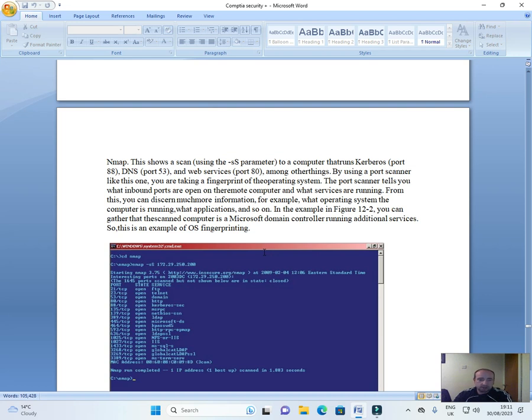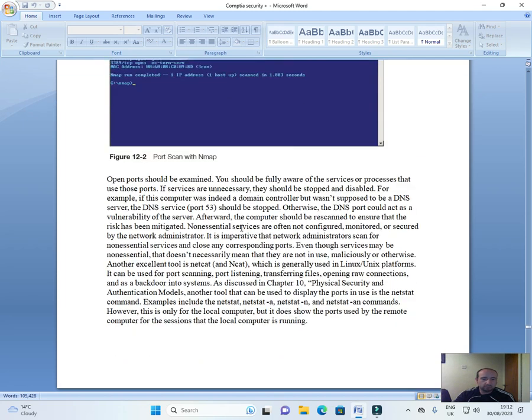By using a port scanner like this one, you are taking a fingerprint of the operating system. The port scanner tells you what inbound ports are open on the remote computer and what services are running. From this you can discern much more information, for example, what operating system the computer is running, what applications, and so on. In the example in Figure 12.2, you can gather the scanned computer is a Microsoft domain controller running additional services. So this is an example of OS fingerprinting.